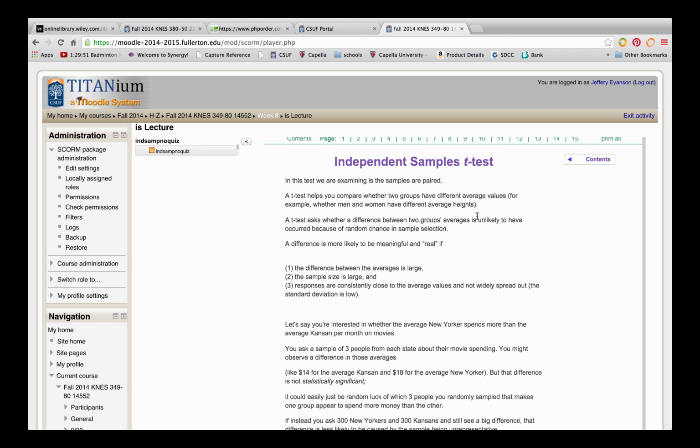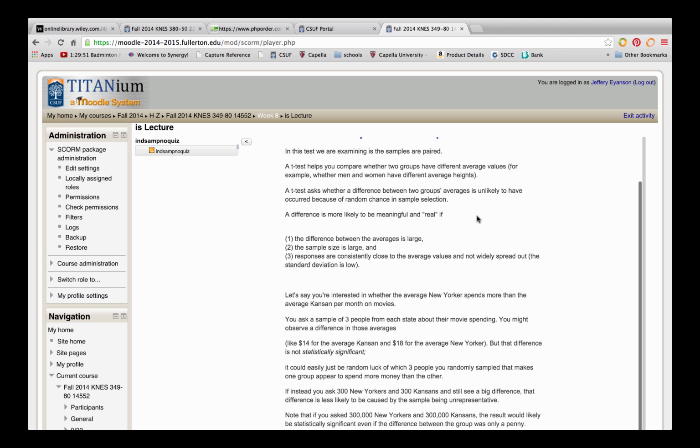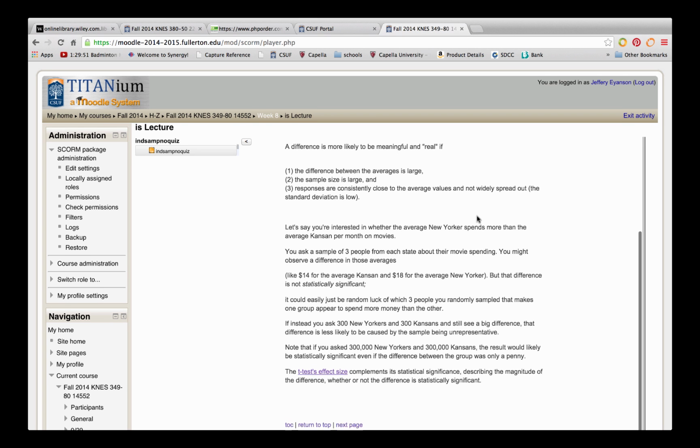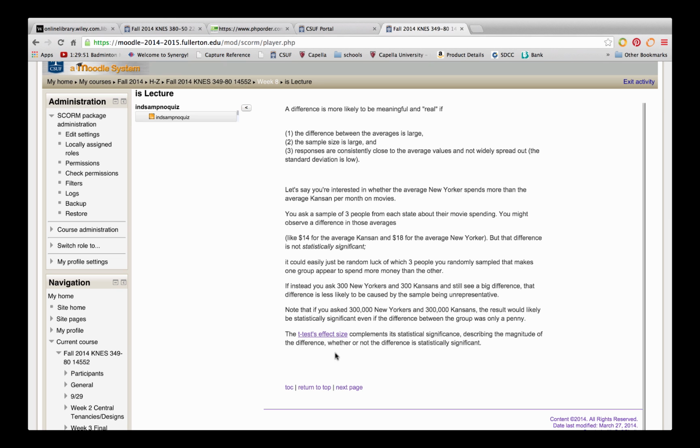So when we look at the difference, you can see here in the middle, the difference is more likely to be meaningful and real if the differences between the averages are large, the sample size is large, and responses are consistently close to the average values but not widely spread out, so the standard deviation is low. These tests are relatively straightforward and simple. You're examining the means and you're examining the p-value. The t-value and the p-value will come up later. Please take a look at this example. It's a very simple example, and it will give you a lot. We're also going to deal with the effect size a little bit today.